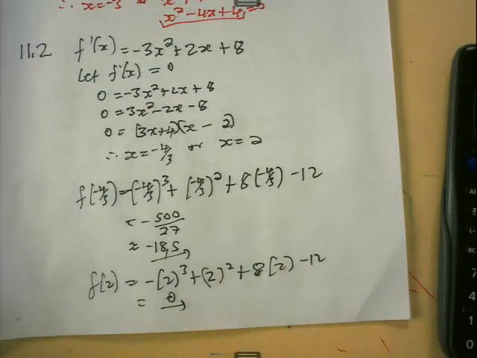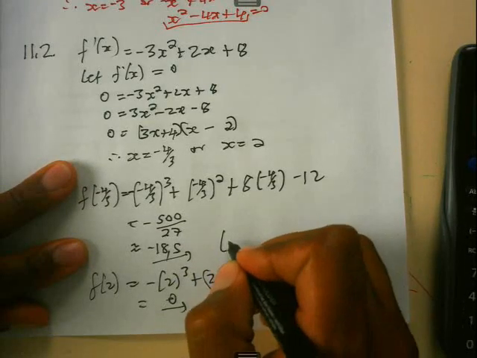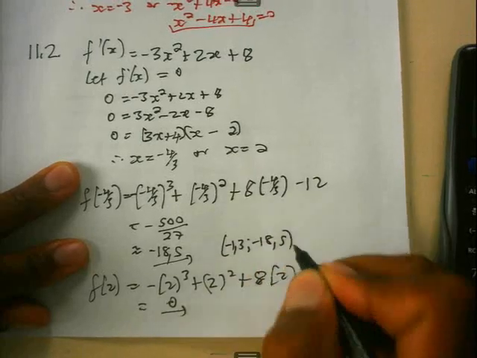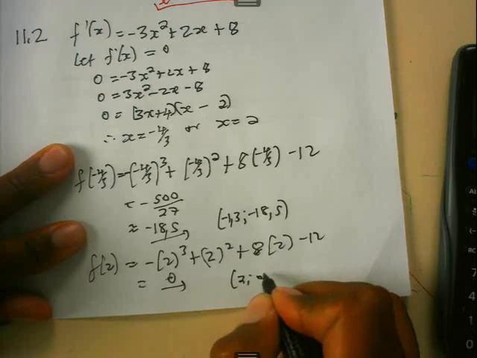Boys and girls, now we have the coordinates of the turning points. On this one here, we have what? We have negative 1,3 as well as negative 18,5. And also the second one here, we have what? We have 2 as well as 0.